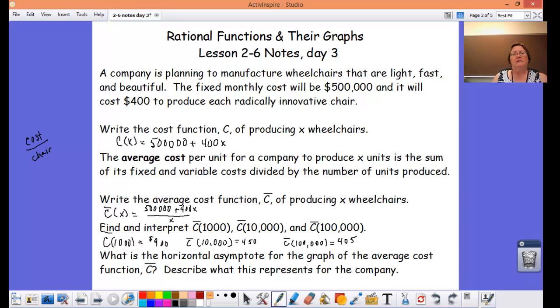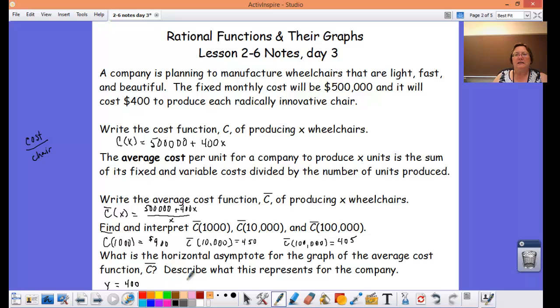All right, if you think about it, the horizontal asymptote for this average cost function, if you follow through on the procedure, you're going to divide each term by X. And we know that number over X goes to 0. When you divide by X here, you get 400. When you divide X here, you get 1. That would mean that our horizontal asymptote is at Y equals 400.